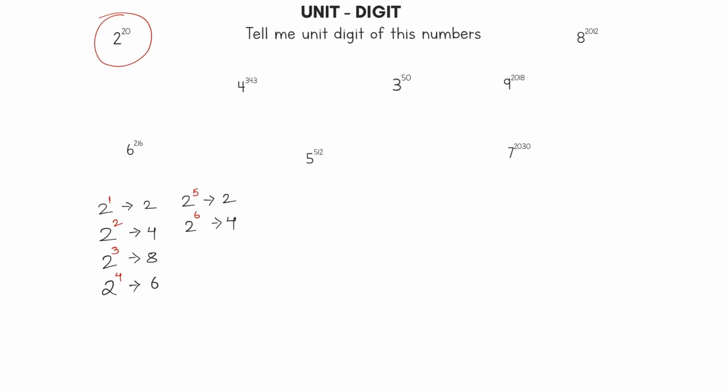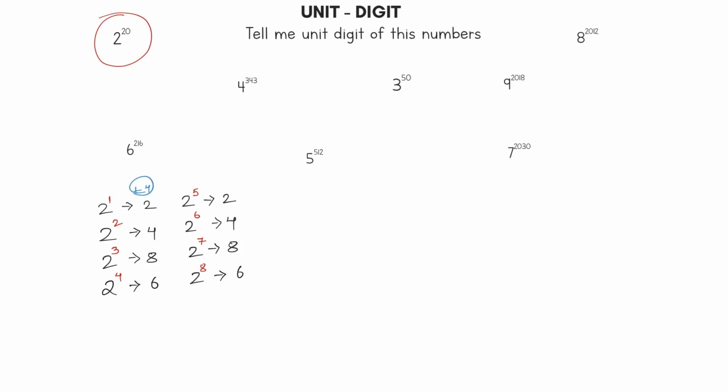What is 2 raised to 7? 2 raised to 7 is 128. So the unit digit is 8. And what is 2 raised to 8? 2 raised to 8 is 256. So the unit digit here is 6. If you can see, there is a pattern here. The unit digit of 2 gets repeated after every 4 power, which means 2 raised to 1 is 2. 2 raised to 5 is also equal to 2.